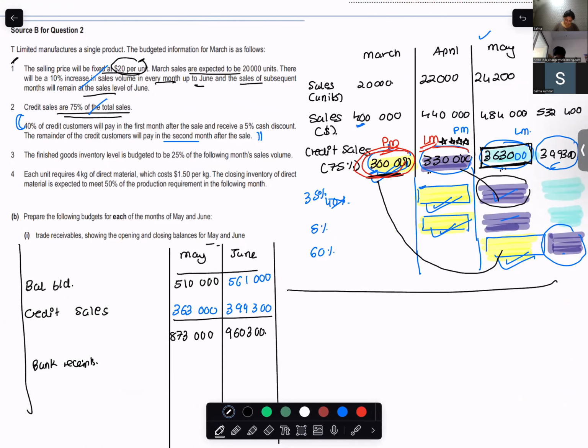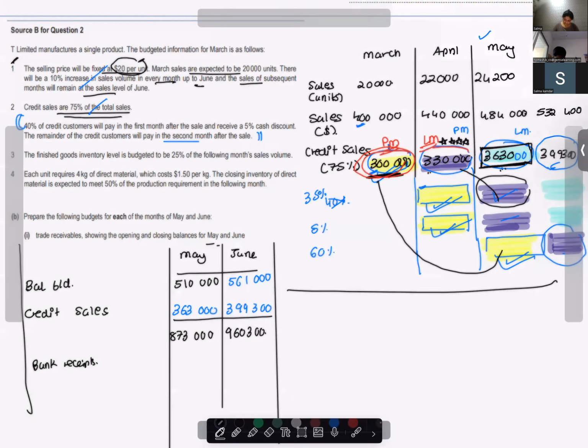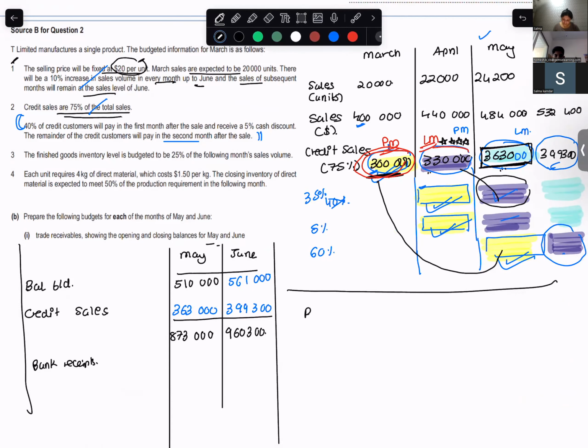It'll be 35% first. And then what else do we have? Bank receipts. It would be 35% of which month? The last month. And 60% of previous month. So this is the rule that we will follow. Previous month is always the month before the last month. And then there is discount allowed.